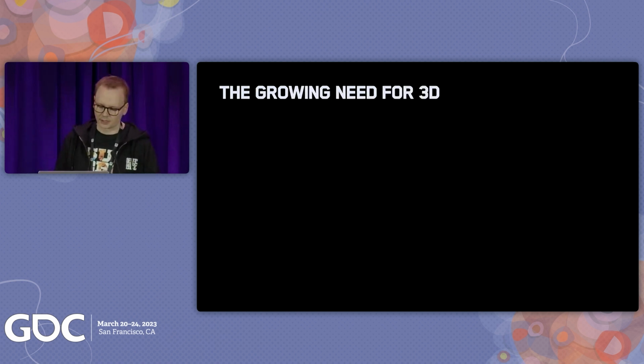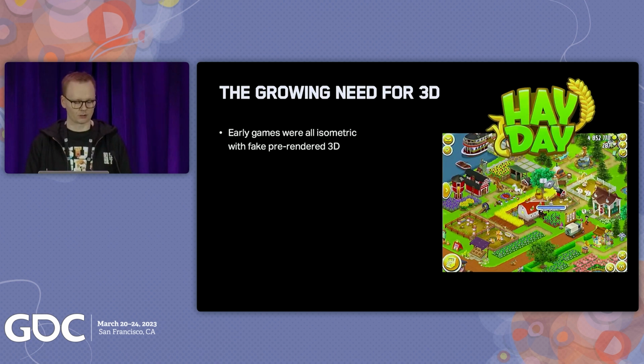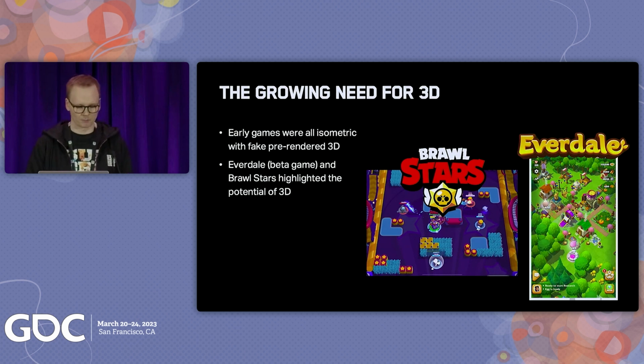So we've been seeing this growing need for 3D. Historically, our early games have been isometric, pre-rendered, or hand-painted 3D. So if you look at Heyday or Clash of Clans, it looks 3D-ish, but it's actually not real-time rendered 3D. But games such as Everdale, which was one of our beta games, and Brawl Stars really highlighted the potential of 3D in our games and how it could make for more vivid environments. It's worth mentioning here that even though Everdale was killed, it's found a new home under Metacore, so we're definitely looking forward to what they can come up with.